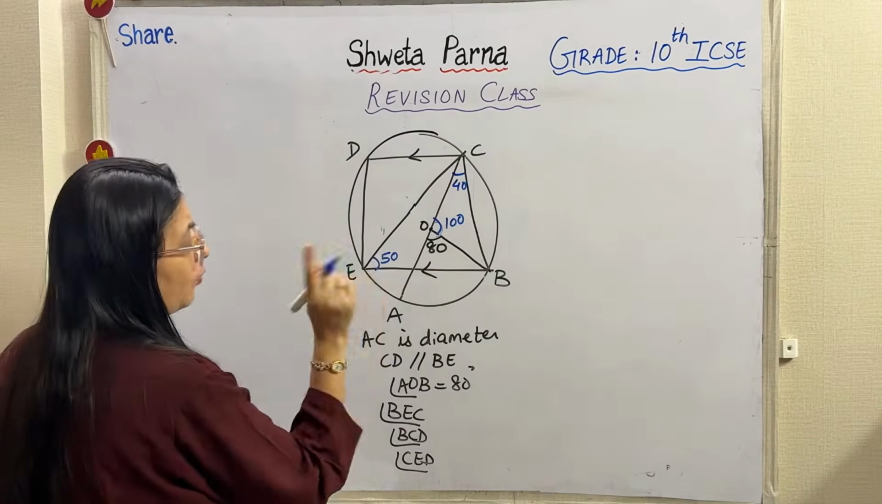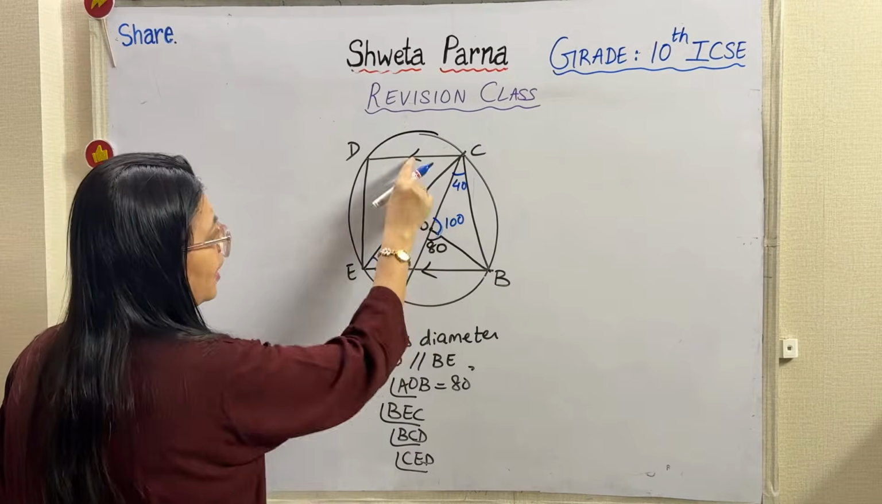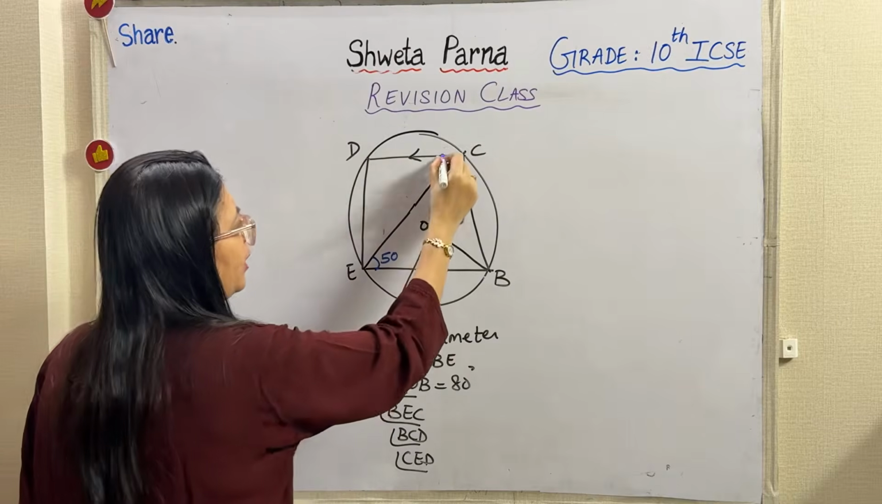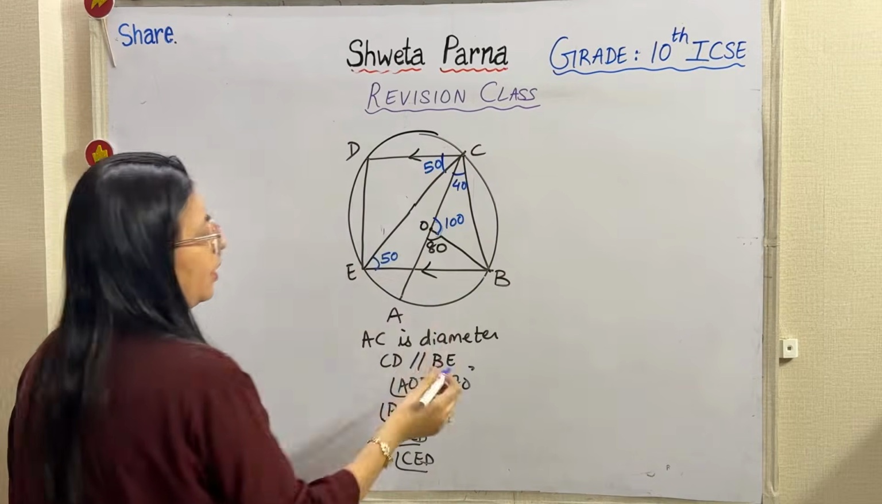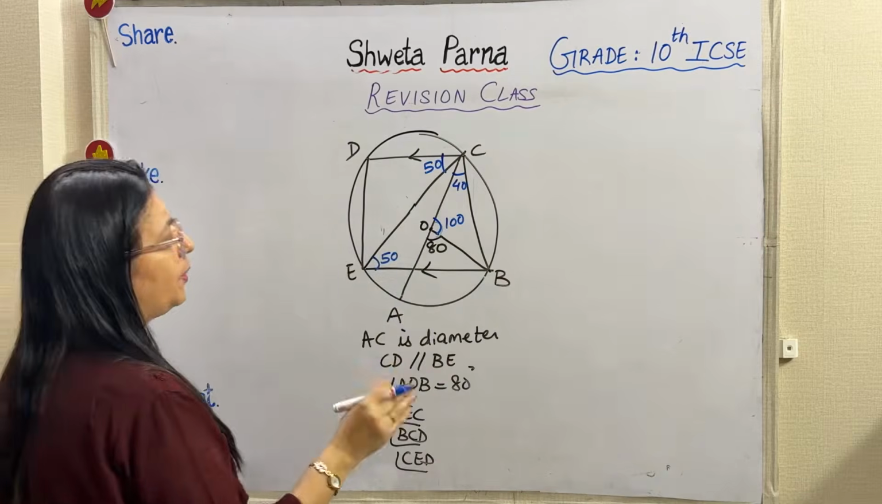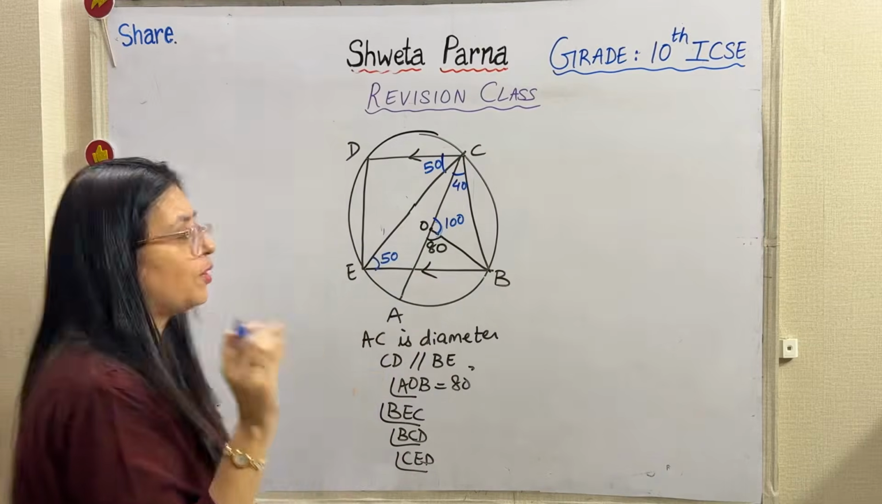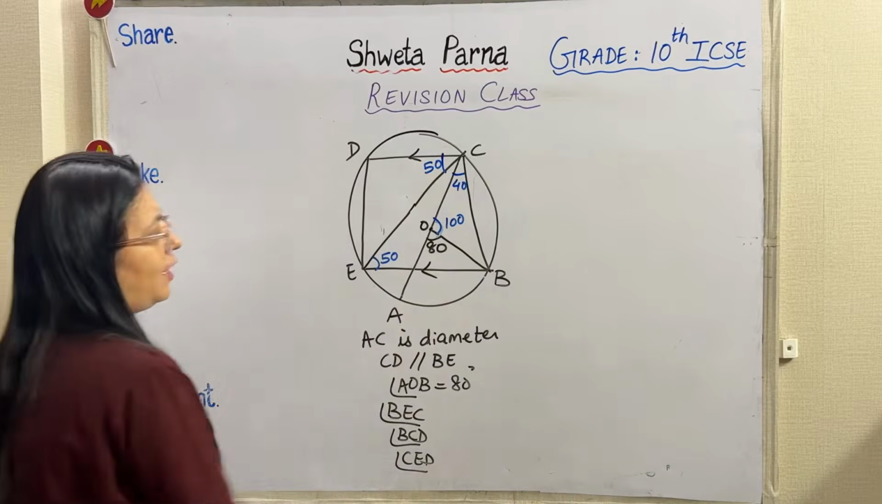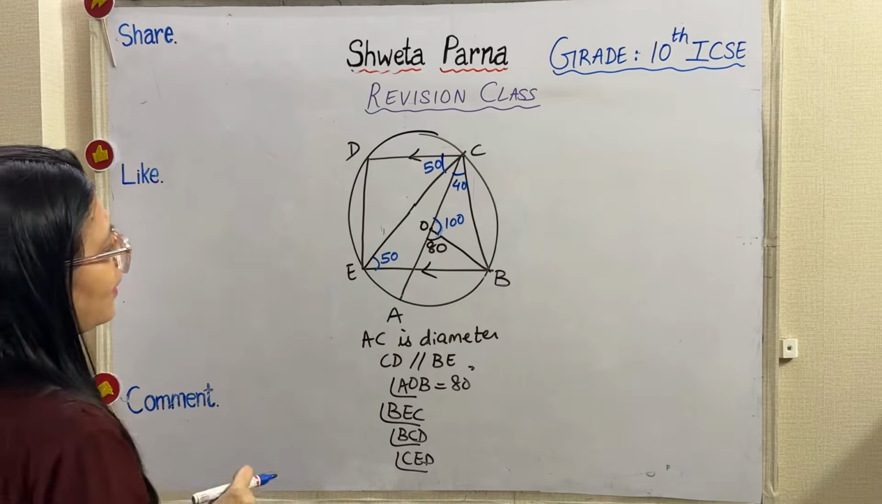If this is 50 degree, what information is given to you? That these two sides are parallel. So if this is 50 degree, even this will become 50 degree. If they have given you the information, sure you have to make use of that. So this will become 50 degree. But you have to find this angle also. How will you find this angle?